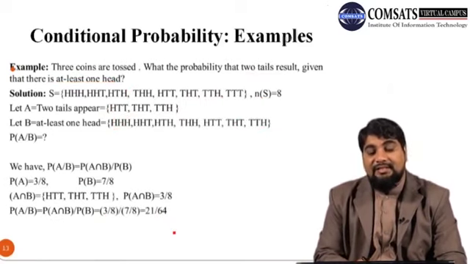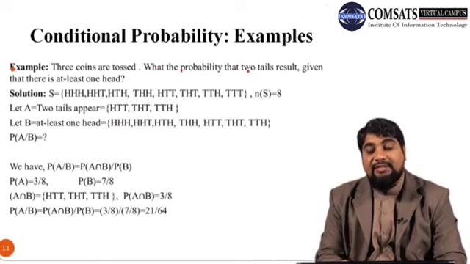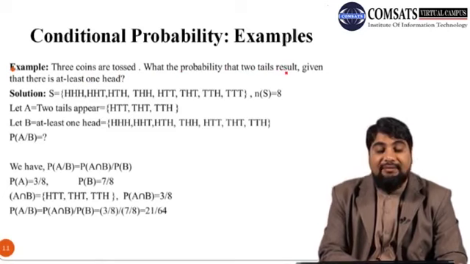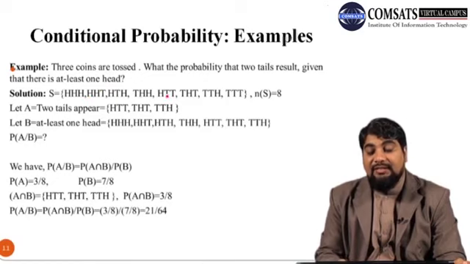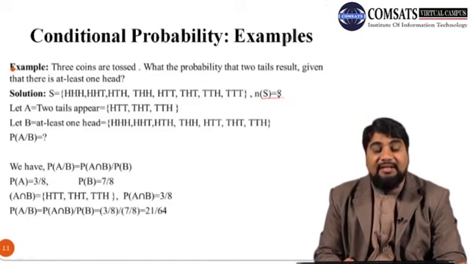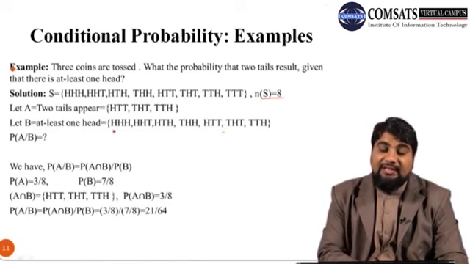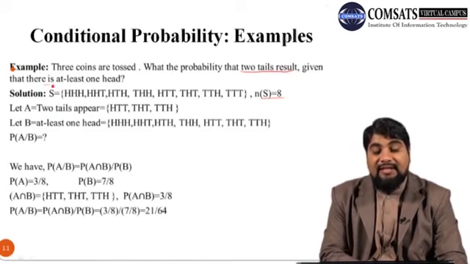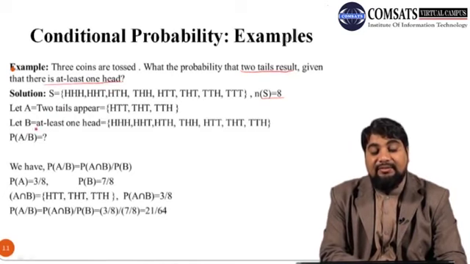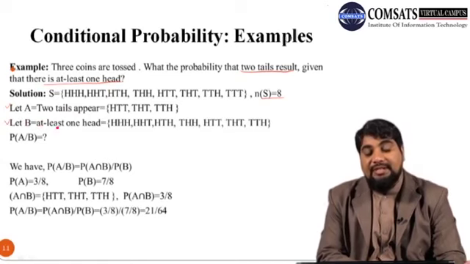So let us discuss another example. Three coins are tossed. What is the probability that two tails result given that there is at least one head? When three coins are tossed, we have this sample space. So the total number of sample points is 8. So define the two events. Event A, two tails appear, and event B, there is at least one head. So we have two events A and B.